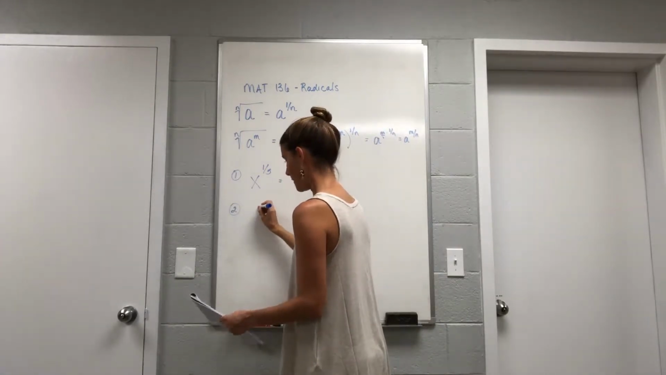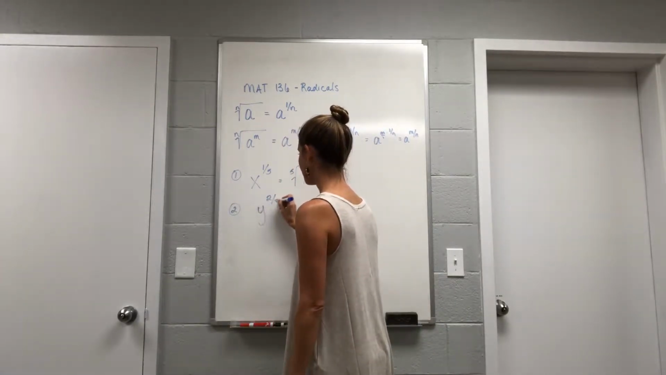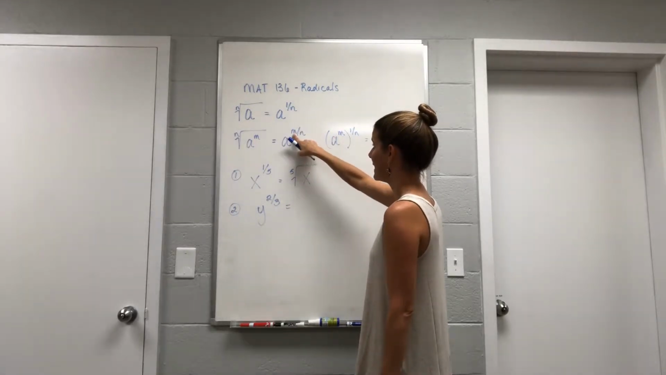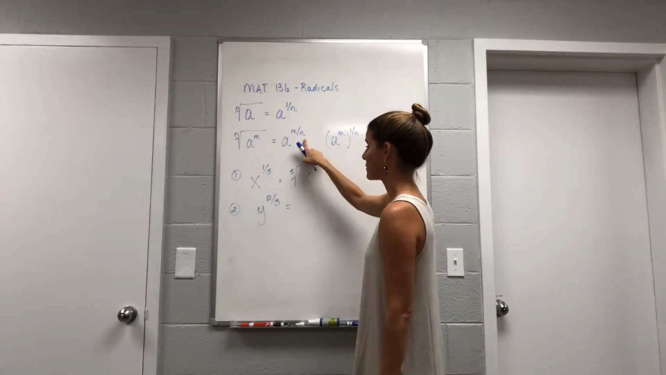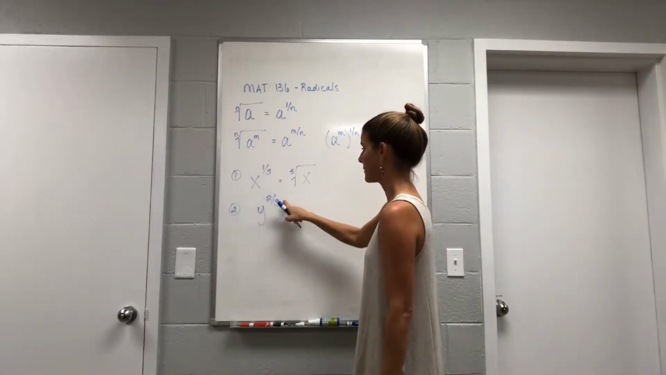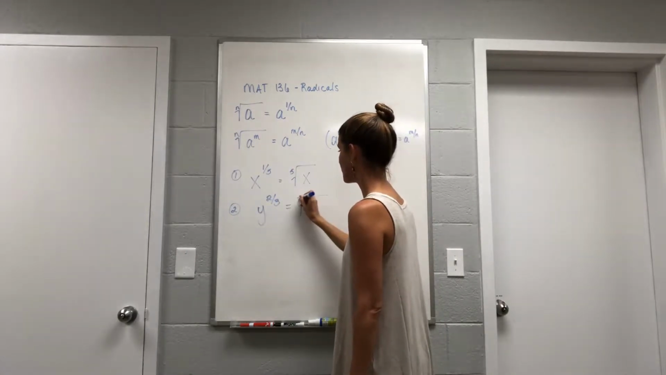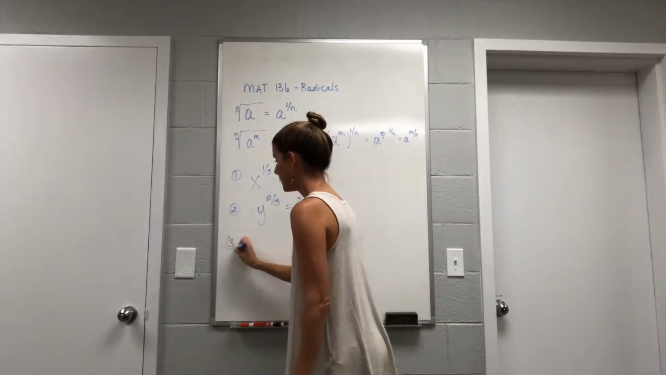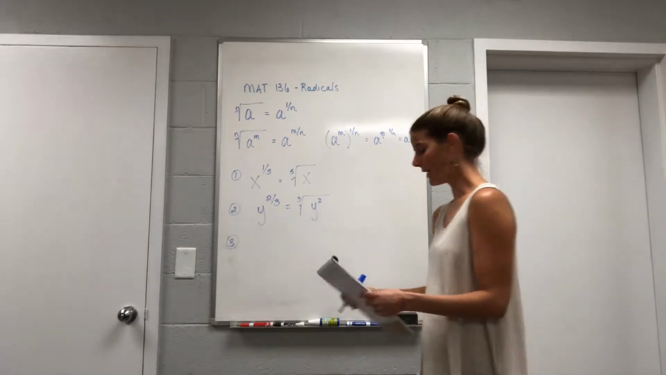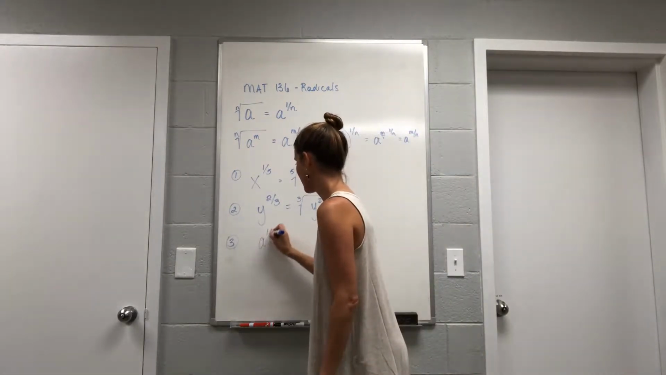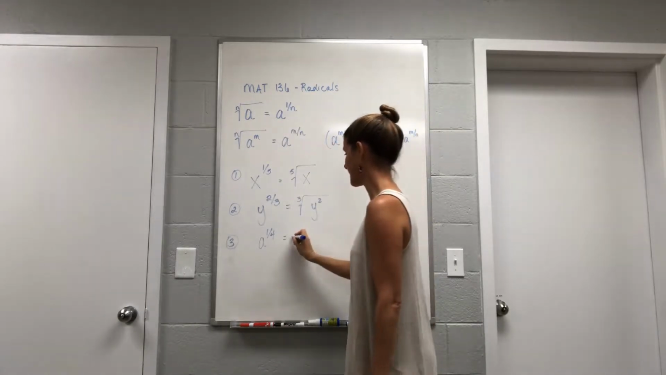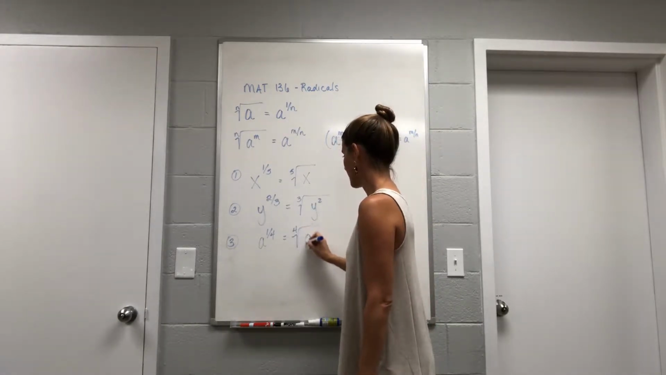Number 2, we have y to the 2/3 power. If you notice here, when we look at this formula, m is the power and n is the root. So 2 is the power, 3 is the root. So this is going to be the cube root of y squared. And then the next one, we have a to the 1/4 power, which is equal to, using this, 4 is n, so that's the 4th root of a.